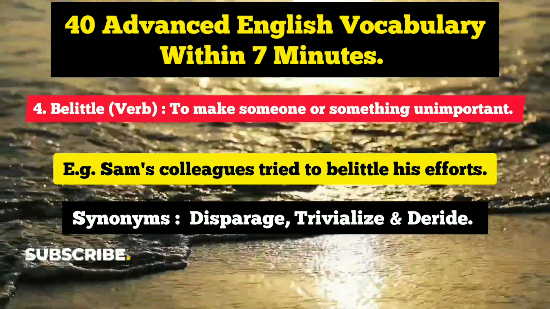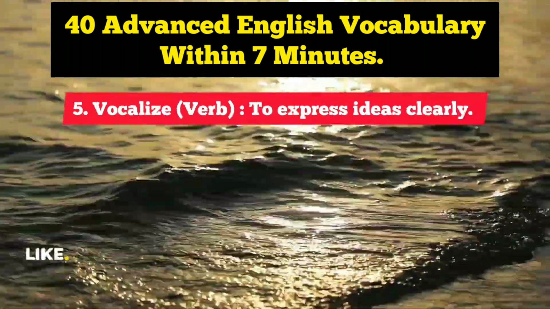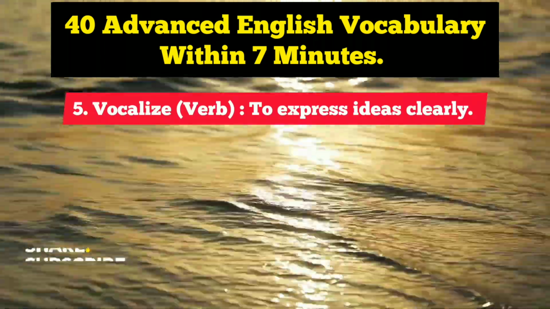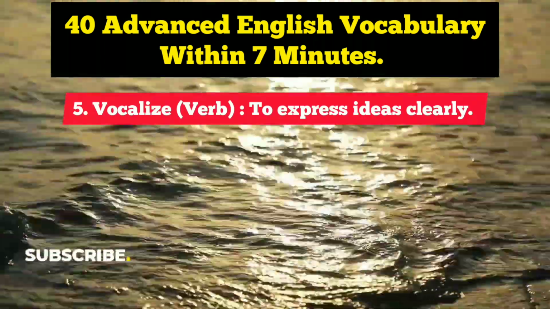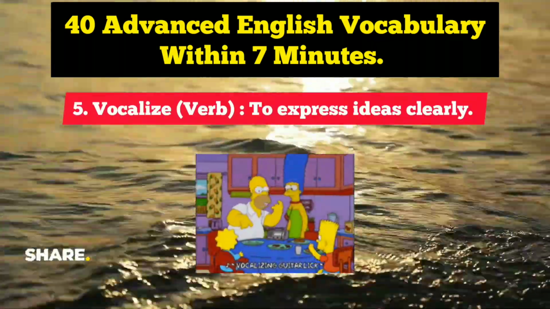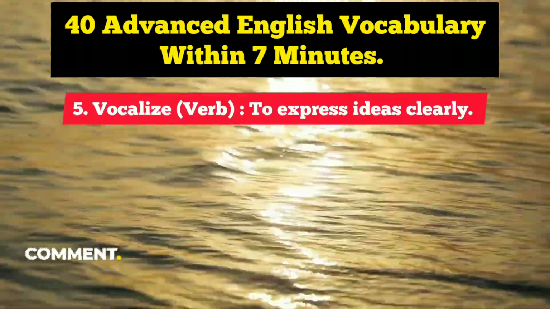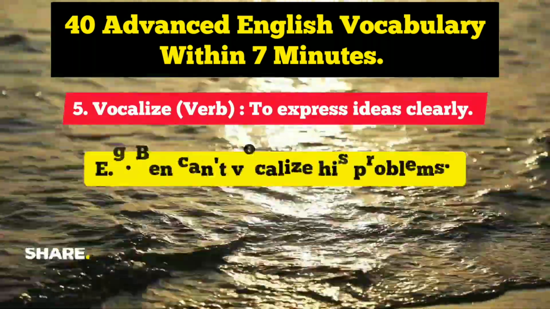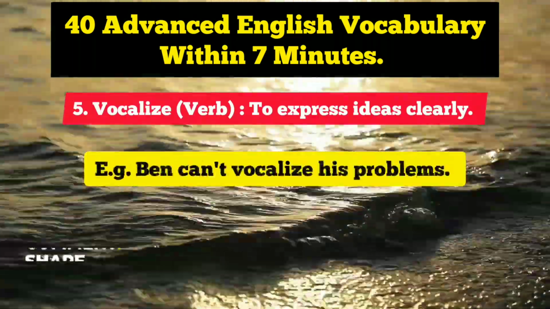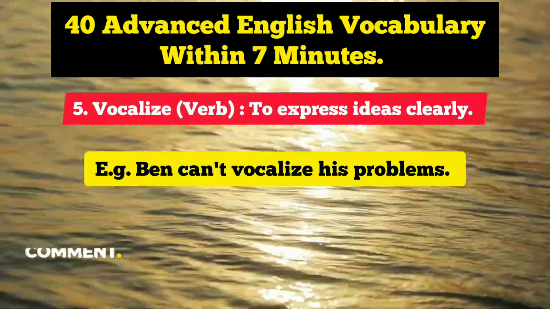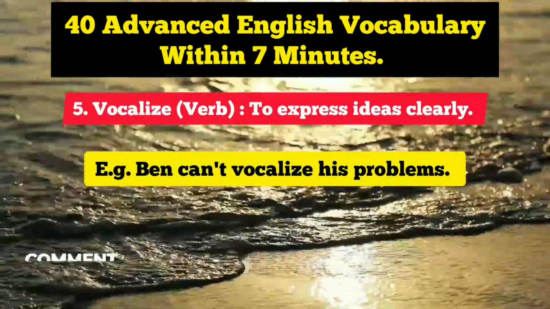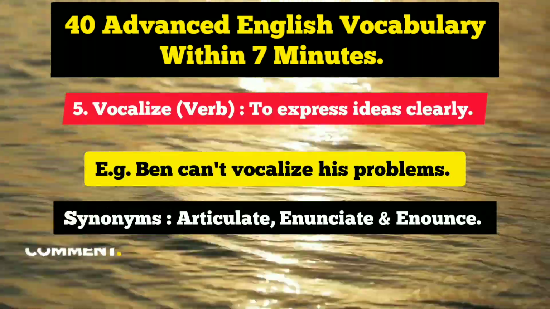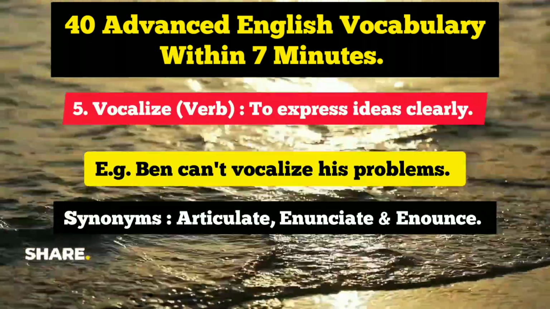Up next we are going to concentrate on the fifth advanced English vocabulary which you see on your screen, that is vocalize. Vocalize is a verb. It is self-explanatory. It means to express ideas clearly. That is called to vocalize. As you see the example on your screen, Ben can't vocalize his problems. That means he cannot express his problems clearly. He has this problem of expressing. So we can use 3 synonyms. As you see, the first is articulate, the second enunciate, and the third is enounce.